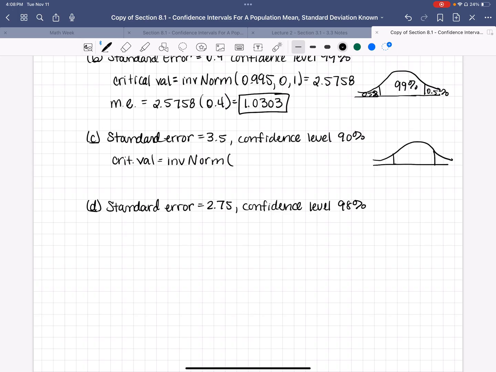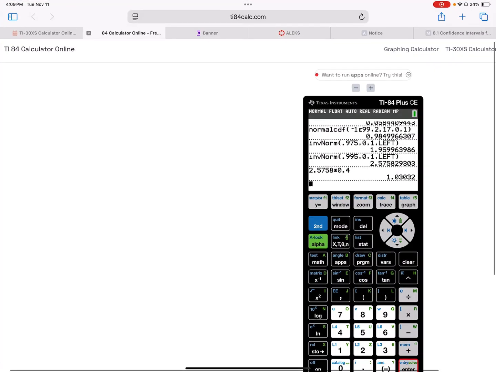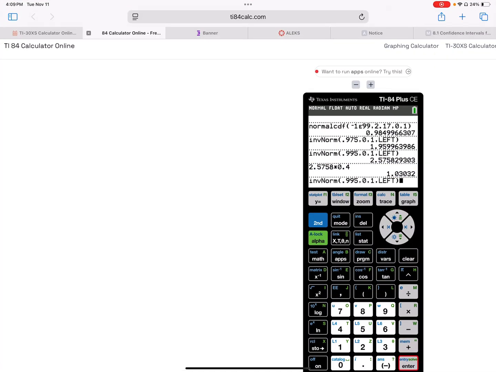So if this is 90%, that means this is 5% and this is 5%. So that's going to be of 95, so 0.9501. When I put that in the calculator, I should get 1.64485, hopefully. Let's go back over here and I'm looking for 95. Let's just make that a 5 and a 0. And I do get 1.64485.